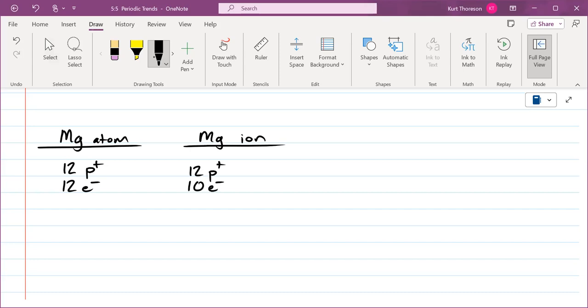10. Is magnesium going to form a positive ion, which we call a cation, or a negative ion, which we call an anion? It's going to be a cation. How much more positive is it than negative? Well, how many more protons than electrons does it have? So what you do is you write 2 plus. This is a magnesium ion, and it is a cation.